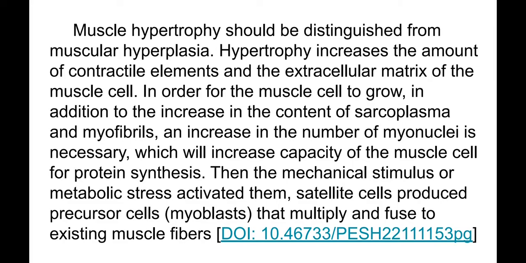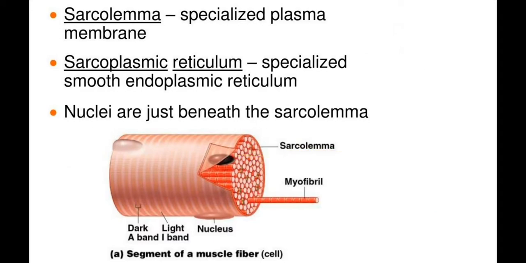So it's these satellite cells, they provide additional nuclei to the muscle cell, and with additional nuclei, more proteins can be synthesized, and the rate to produce all these proteins is also increasing. So this increases the capacity of the muscle cells for protein synthesis. Then we need mechanical stimulus or mechanical stress, metabolic stress, to activate satellite cells. And then satellite cells, they have a long procedure. They produce first some precursor cells and then multiply and fuse with existing muscular fibers.